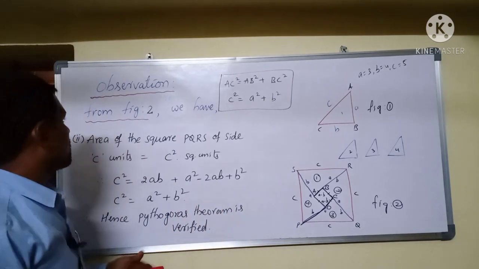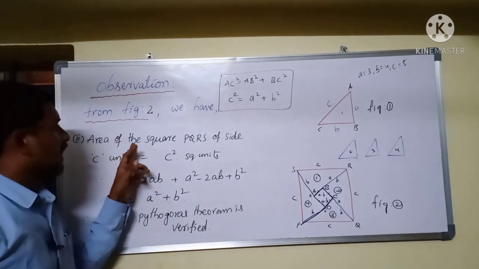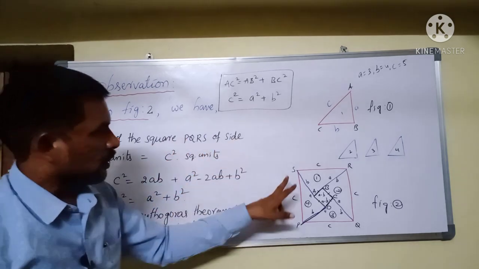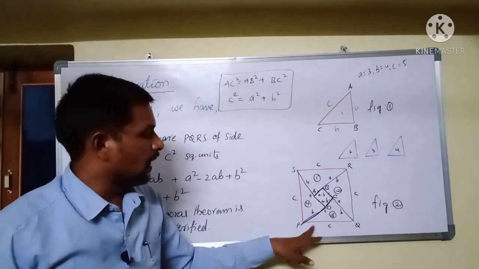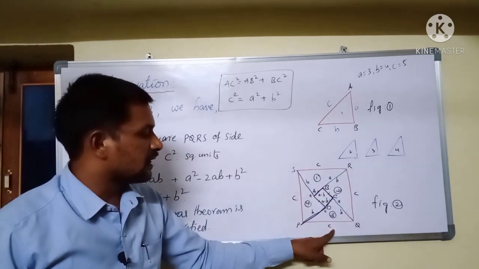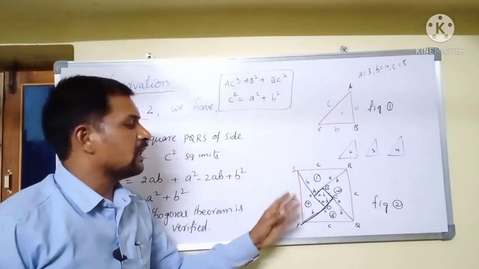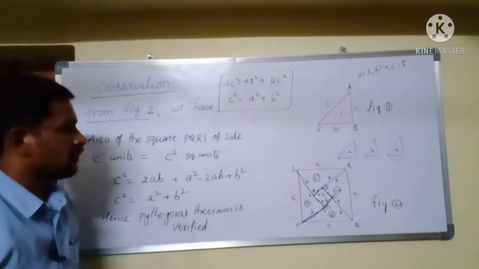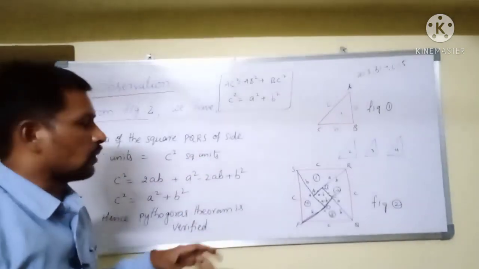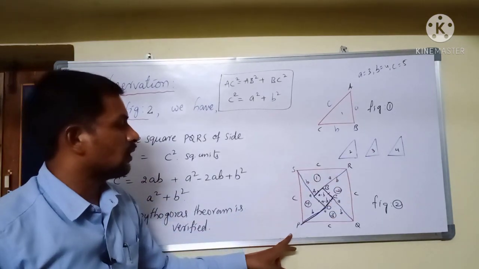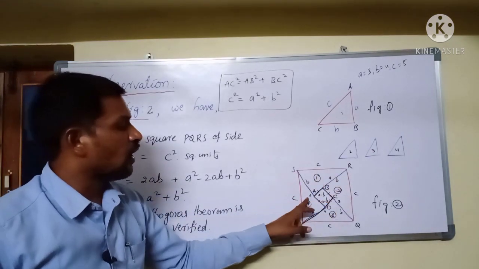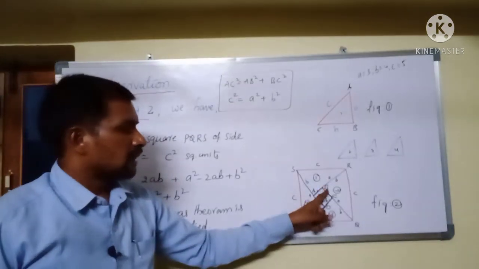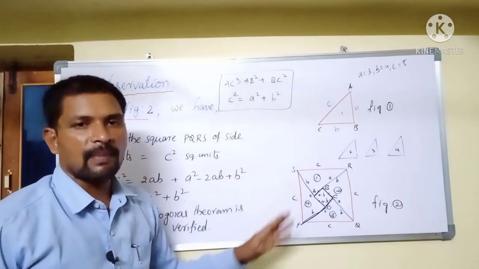Now we will discuss point number 3, the area of the square PQRS of side C units. So the big square PQRS, having side C units, the area is side into side, side square, that means C into C, C square units. So this area of PQRS is equal to the area of these 4 right angle triangles plus the area of the small square ABCD with side A minus B.